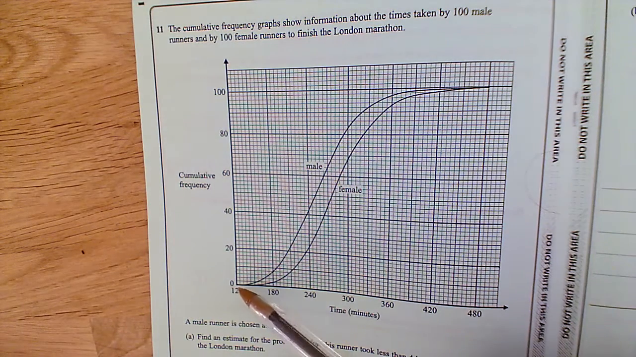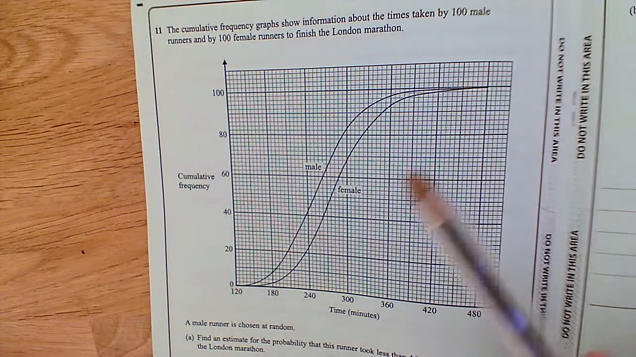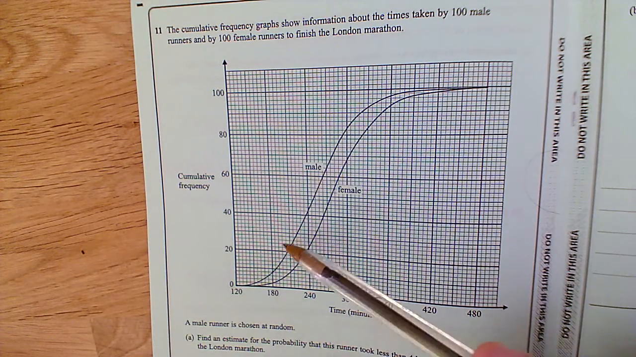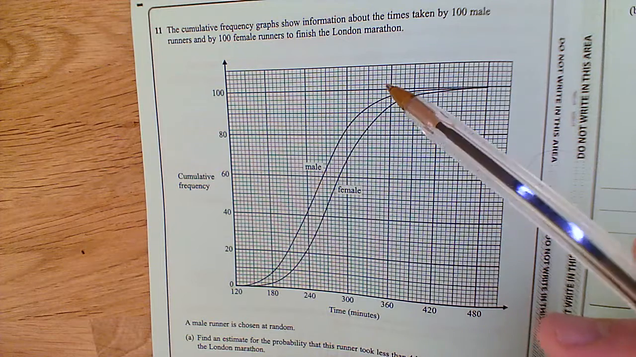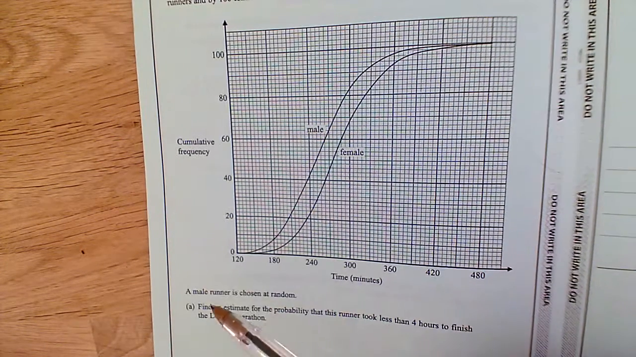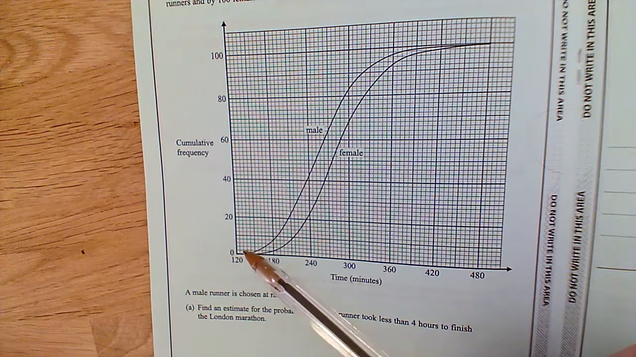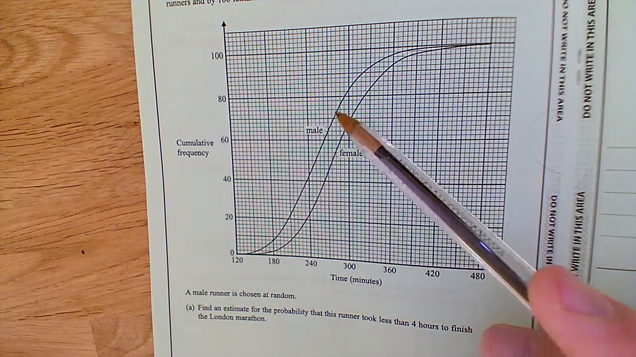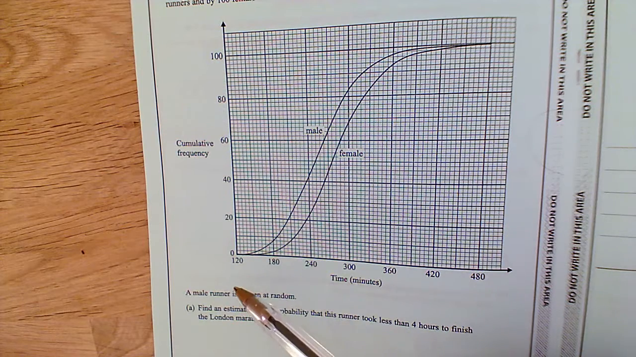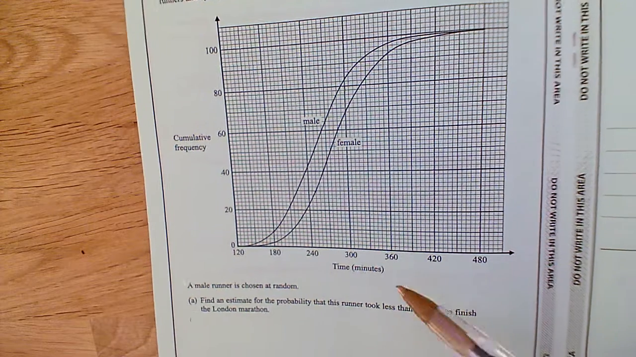The thing that's a little bit different here is that they've drawn two cumulative frequency graphs on the same set of axes. They've got one that represents male runners and one that represents female runners. So the first question says a male runner is chosen at random, so straight away we're focusing on the male line, rather than the female line. Find an estimate for the probability that this runner took less than 4 hours to finish the London Marathon.